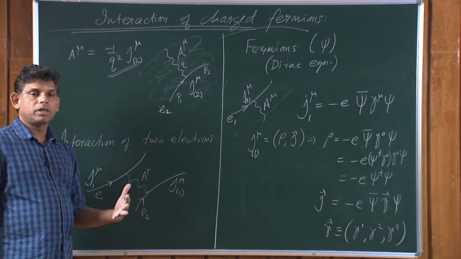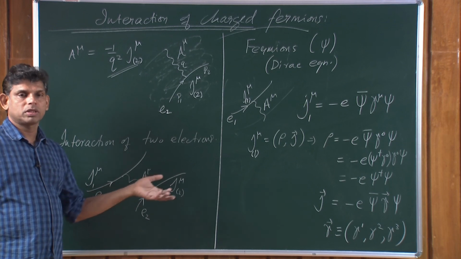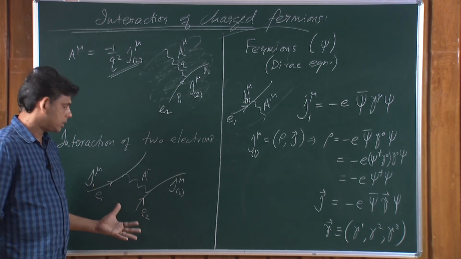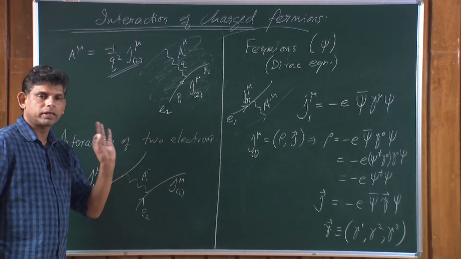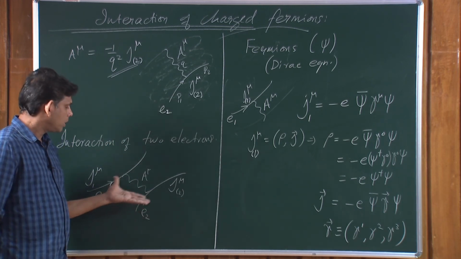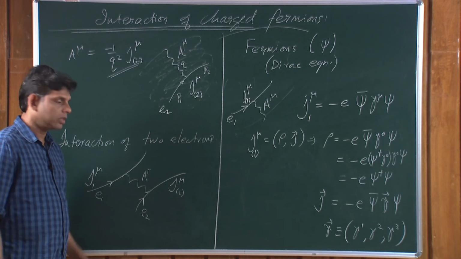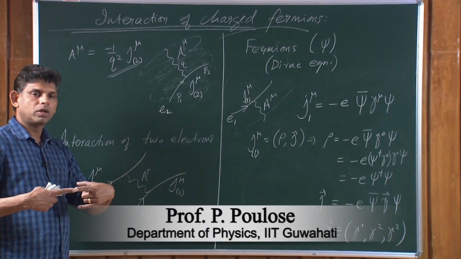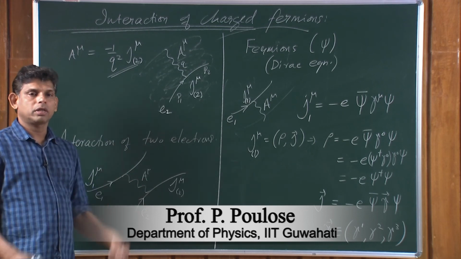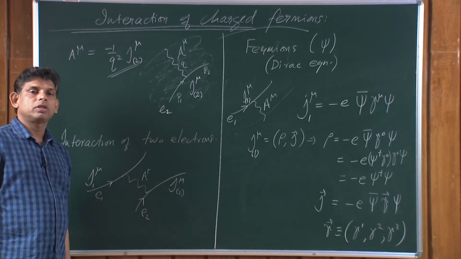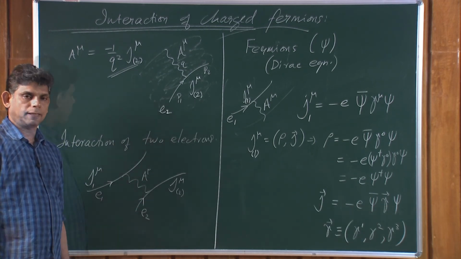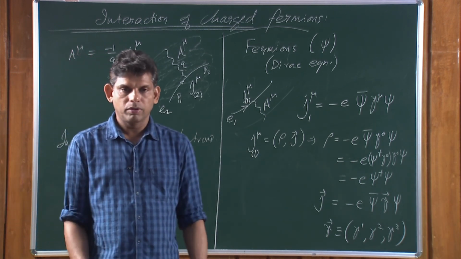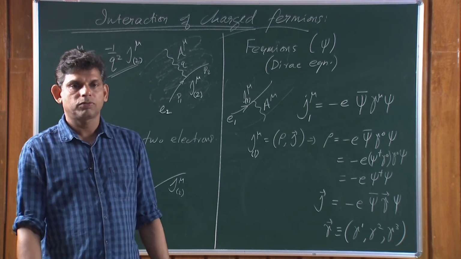In actuality it is much more complex, but the main features of this interaction can be captured, and in fact the probability for such an interaction can be calculated, or the scattering of an electron on an electron to get another electron and another electron can be captured very easily by this. I will stop here and we will discuss further in the next lecture.